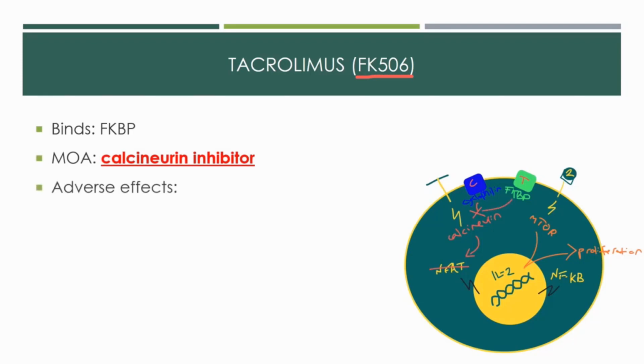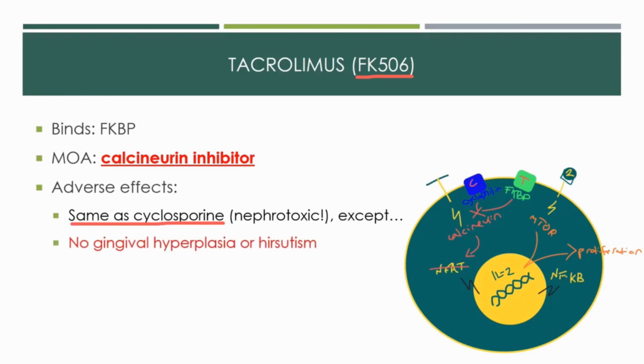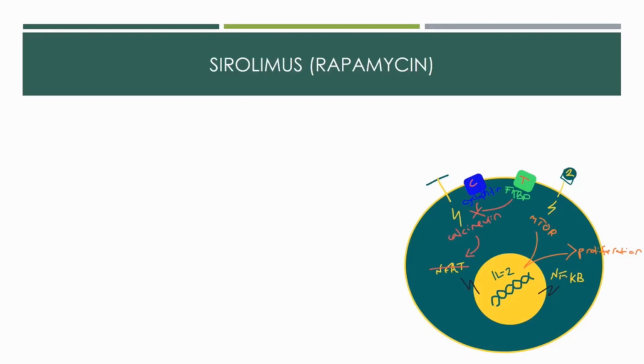The adverse effects, therefore, are also mainly the same. They are just as nephrotoxic, they are neurotoxic, and cause metabolic syndrome. But if they're going to test this against cyclosporine, you'll have to know that Tacrolimus does not cause gingival hyperplasia or hirsutism. What about Sirolimus?